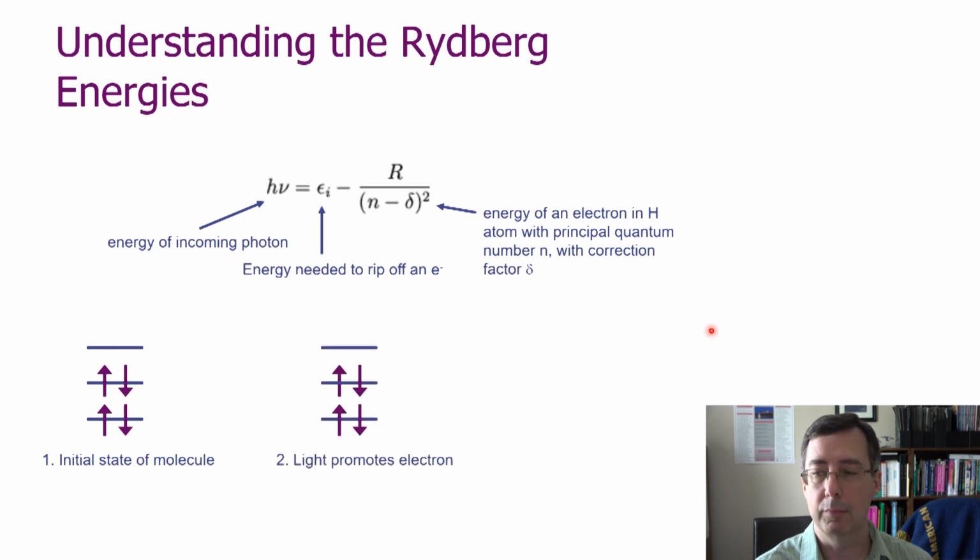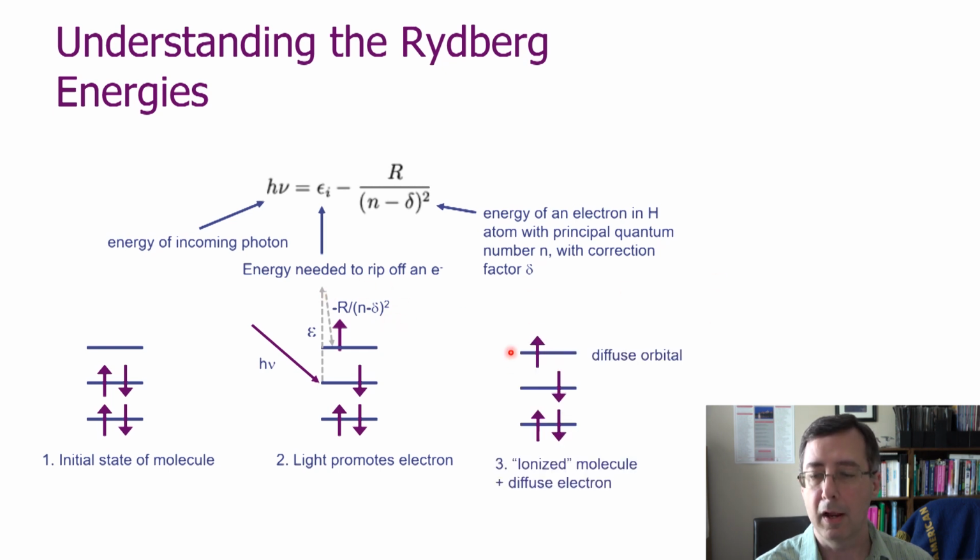Light comes along and promotes the electron, so here comes light. I hop that electron up into some higher energy state. Now to rip it off all the way would be epsilon, where I go up here, but I'm not necessarily going that far. And that difference is this minus R over n minus delta squared factor. And so now I wind up with my electron in some big diffuse orbital, and the molecule looks like an ionized molecule plus some loosely attached electron in some big diffuse orbital.